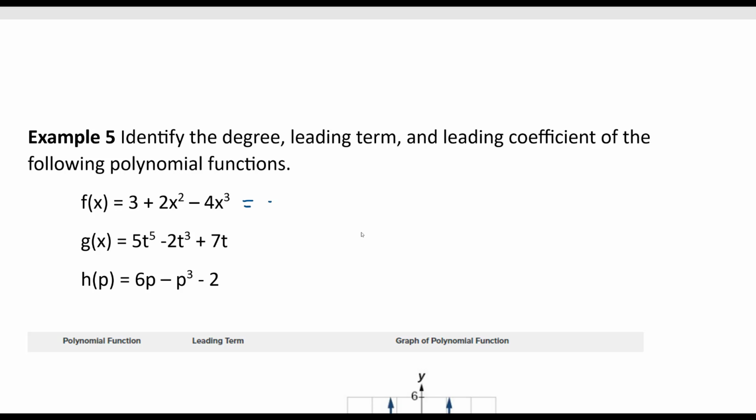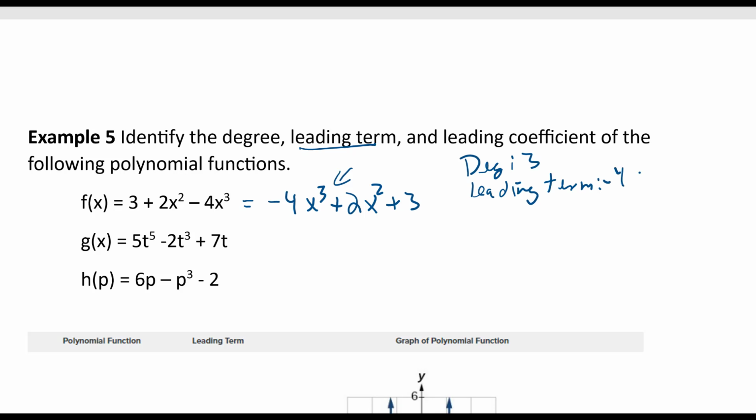So this one, you could rewrite as negative 4x cubed plus 2x squared plus 3. And our degree is going to be 3. Our leading term is that negative 4x cubed. And the leading coefficient is going to be negative 4.